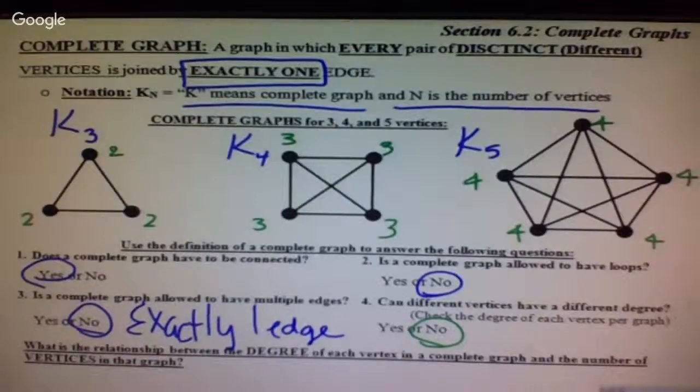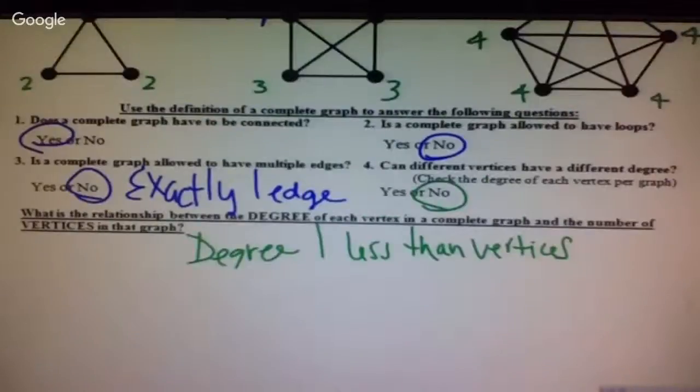What do you notice about the degree versus how many vertices are in each one? Your number of vertices is 1 up from your degree, or your degree is 1 less. So the degree is 1 less than the vertices. Let me see if I can get the page to extend. Your degree is 1 less than your vertices.